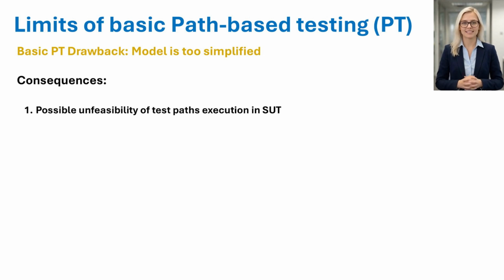We've talked about the semantic gap already. Because the basic model hides some of the internal complexity of the system under test, some test paths may be unfeasible as a result. Take this simple example.